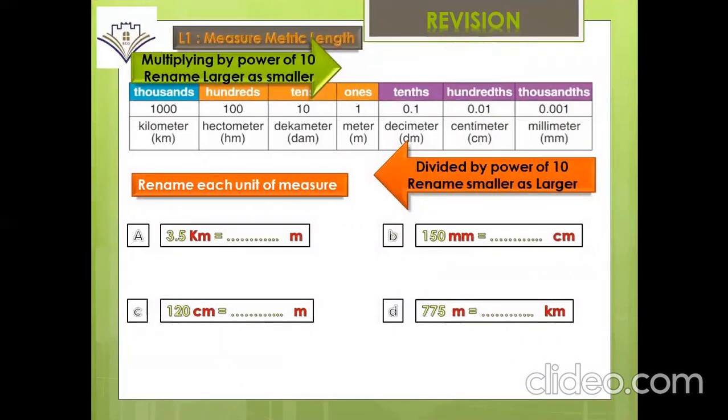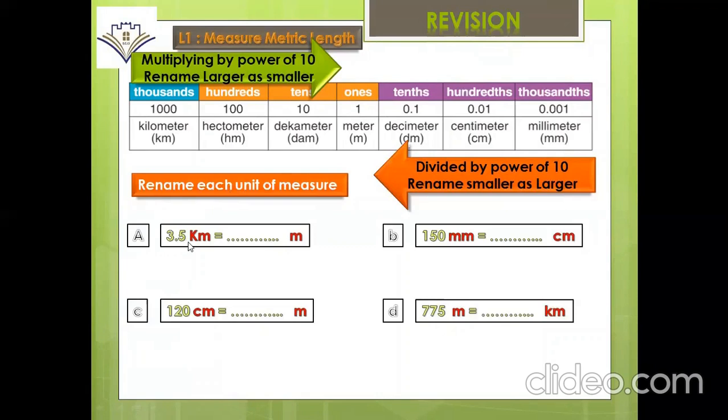Chapter 13, we have two lessons. Chapter 13, the first is measure metric length. That we said before, when we rename large units as a smaller unit, multiply by power of ten. Each place multiply 10, 10, 10, 10, and so on, down. When we rename smaller units as larger units, we divide by power of 10, each move 10, 10, 10, okay? Then rename each unit of measure.